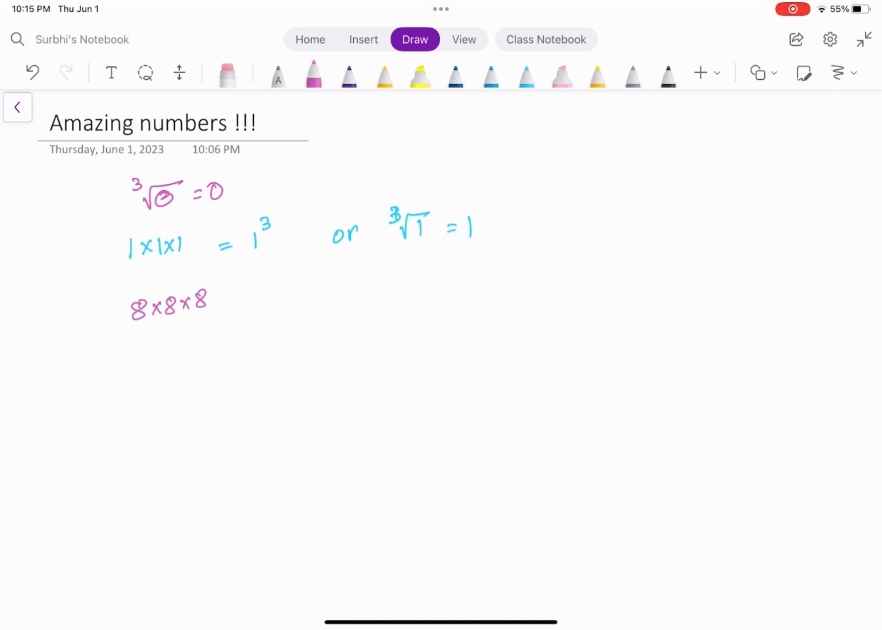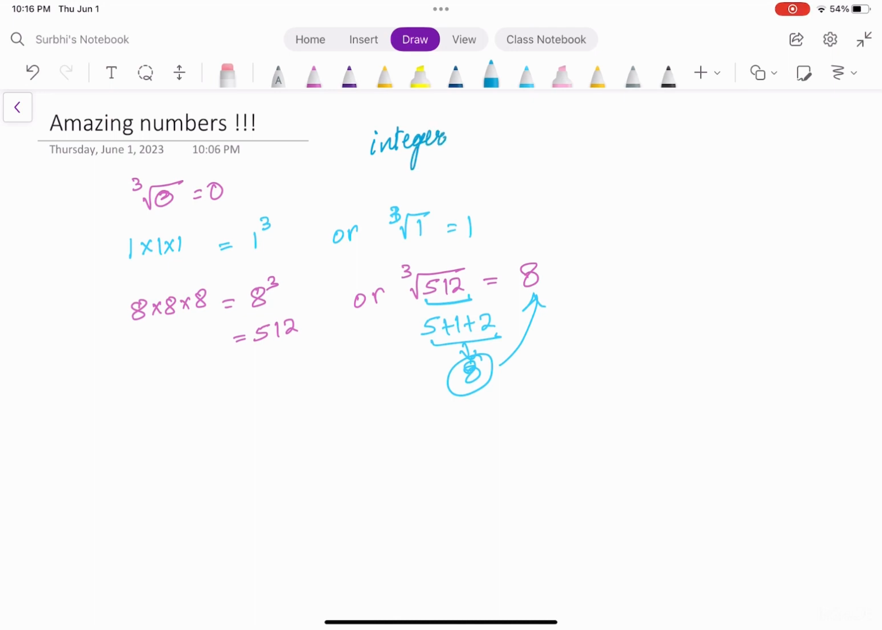root of the number. Let's take 8 times 8 times 8, which is 8 cubed. If I solve 8 cubed, I will get 512. Now let's take the cube root of 512. So cube root of 512 is 8. But there is something amazing going on. If I add 5 plus 1 plus 2, you will get nothing but 8. So the sum of its digits is nothing but the cube root of the number. We will end up with the same number again.